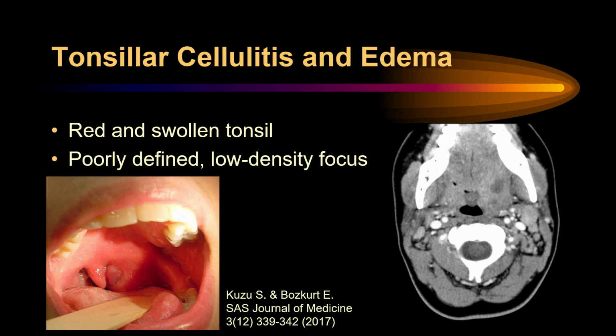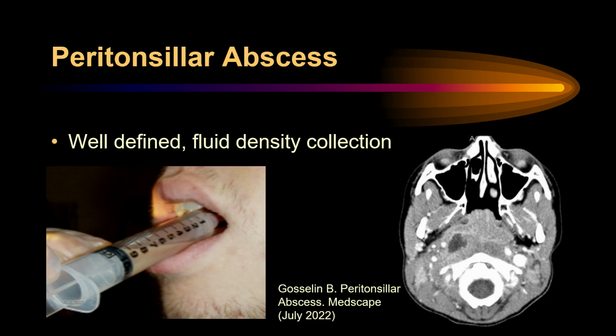So let's have a look at the CT. You see that there is an enlarged tonsil. You see that there is a poorly defined, poorly enhancing focus within that tonsil. That is typically cellulitis, or localized tonsillitis, if you will, and some edema.